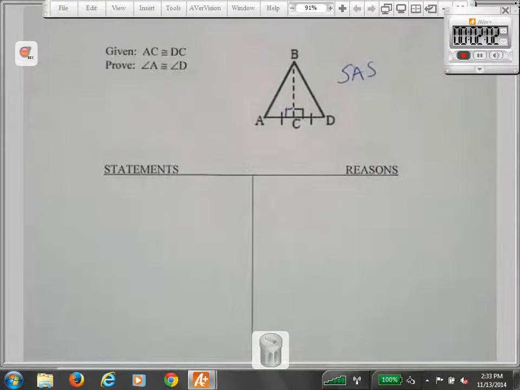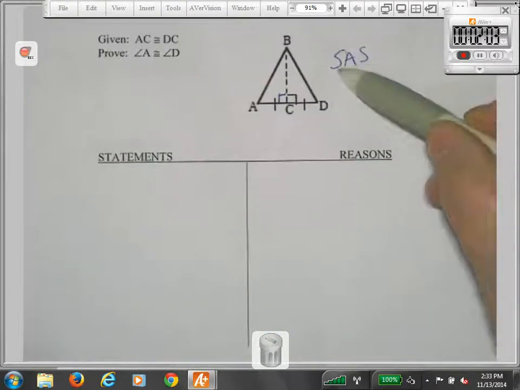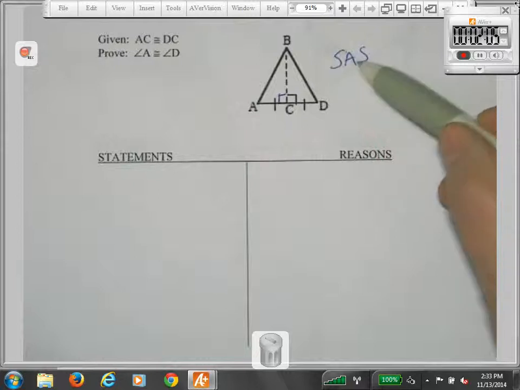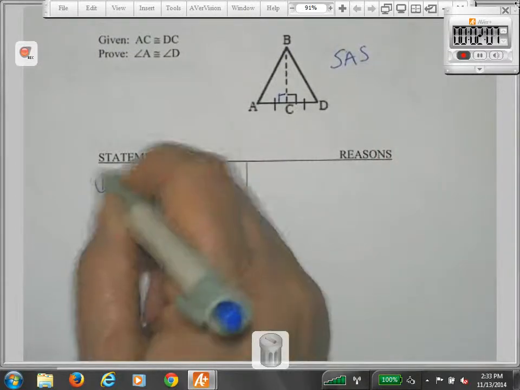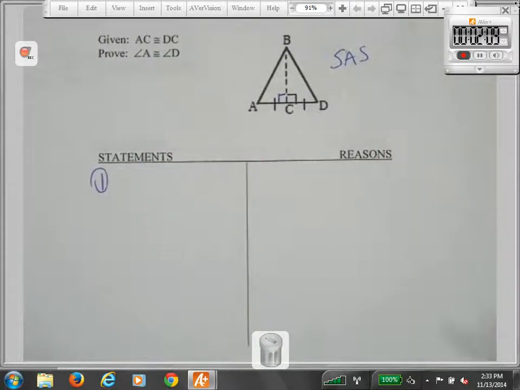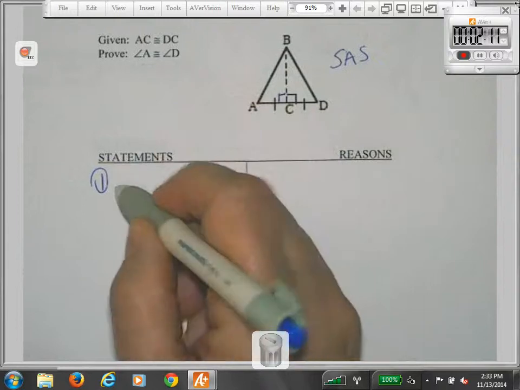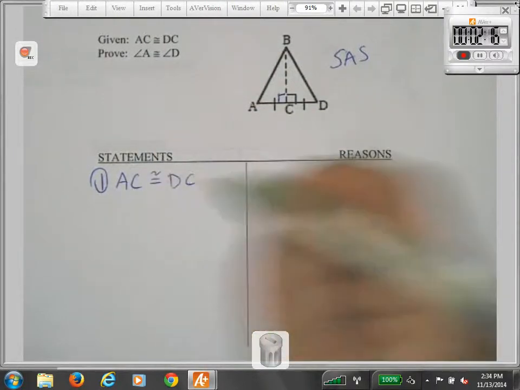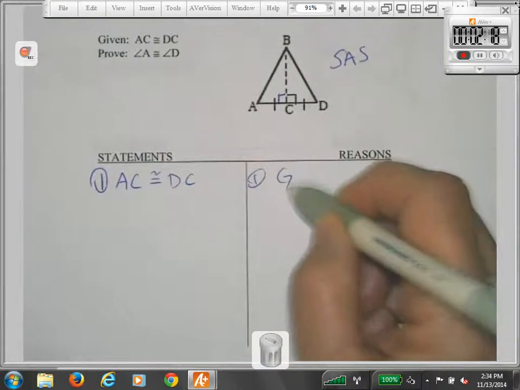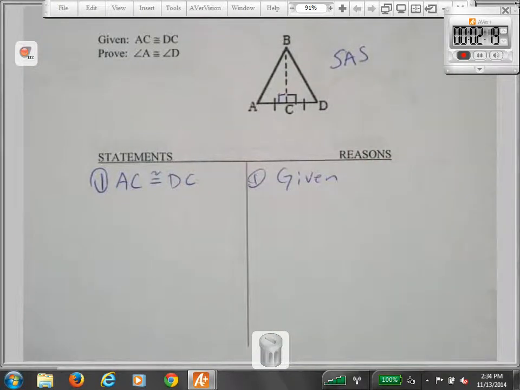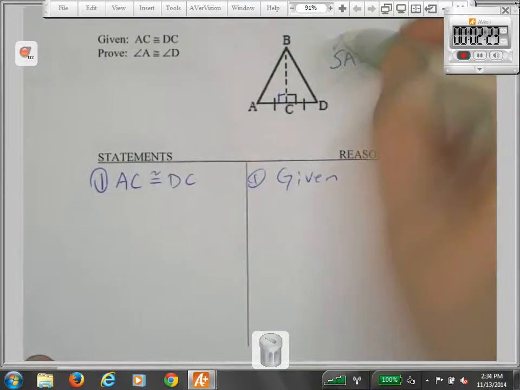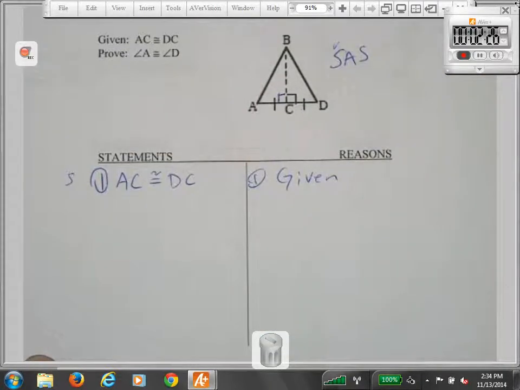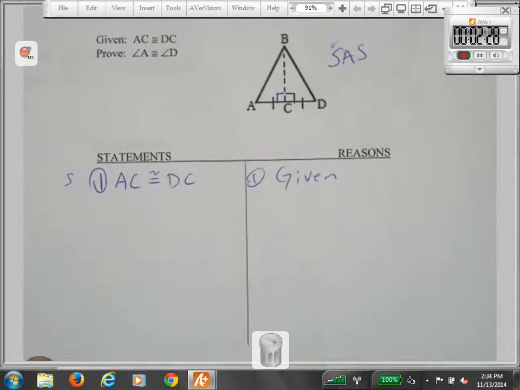All right, here we go. Once you've made this choice, you just need to prove this. So starting with 1, I need to prove that a pair of sides are congruent. And that's going to be this first given statement. AC is congruent to DC. So our reason here is given. Done, a pair of sides. Write it down. Check it off. Now we need to prove a pair of angles.